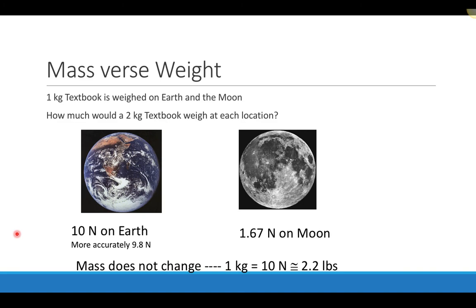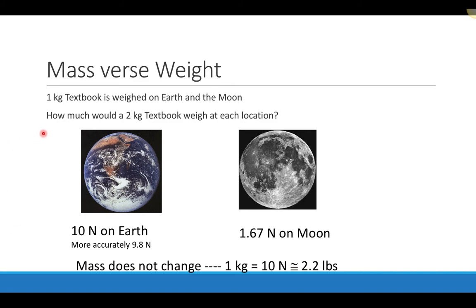The mass doesn't change. So if we measured the mass on the Earth, it would be 1 kilogram. If we measured the mass on the moon, it would also be 1 kilogram. Just to give a feel for what 1 kilogram is equal to, on the Earth, which is what we're most familiar with, 1 kilogram is equivalent to a force of 10 newtons in terms of the gravitational pull, and that's equivalent to about 2.2 pounds. So we can have some idea of what a newton is equivalent to in terms of pounds.